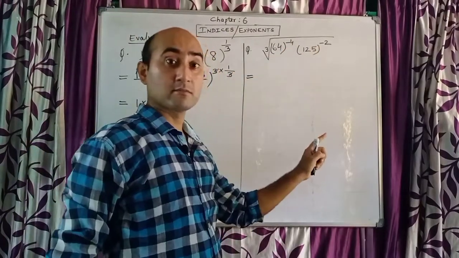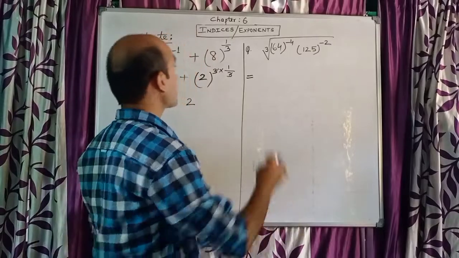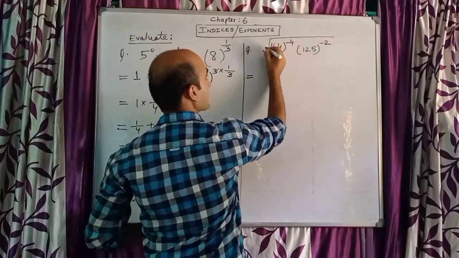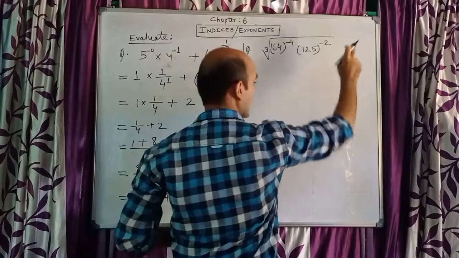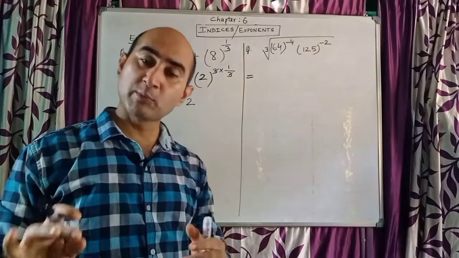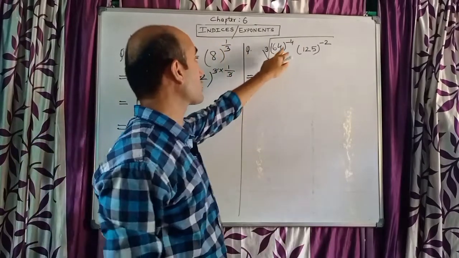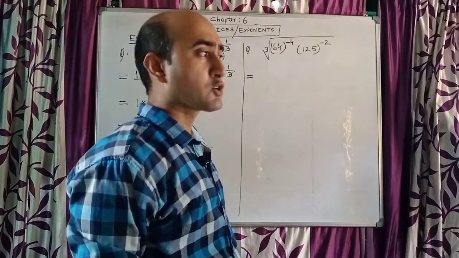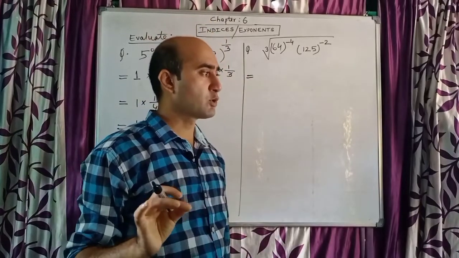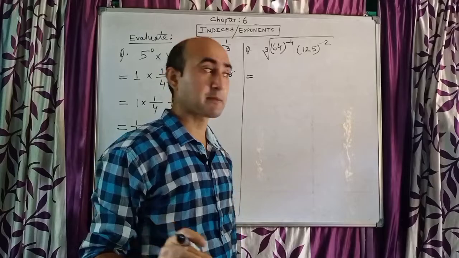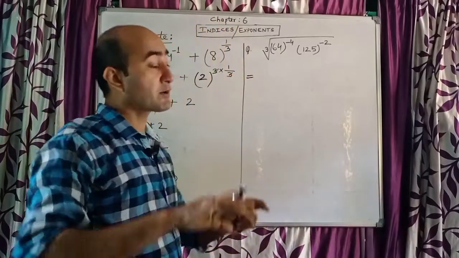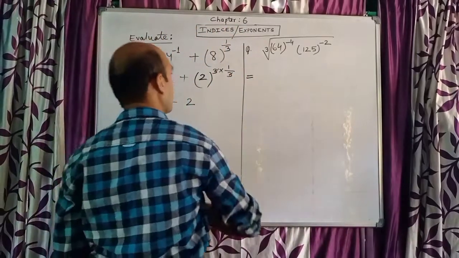There is a negative power, and there is also a cube root, because there is a 3 here, which means it is a cube root. So your duty is to remove the cube root, as well as the minus power. First I will remove the minus power. That means first I will make the minus power a positive power, then I will remove the cube root.